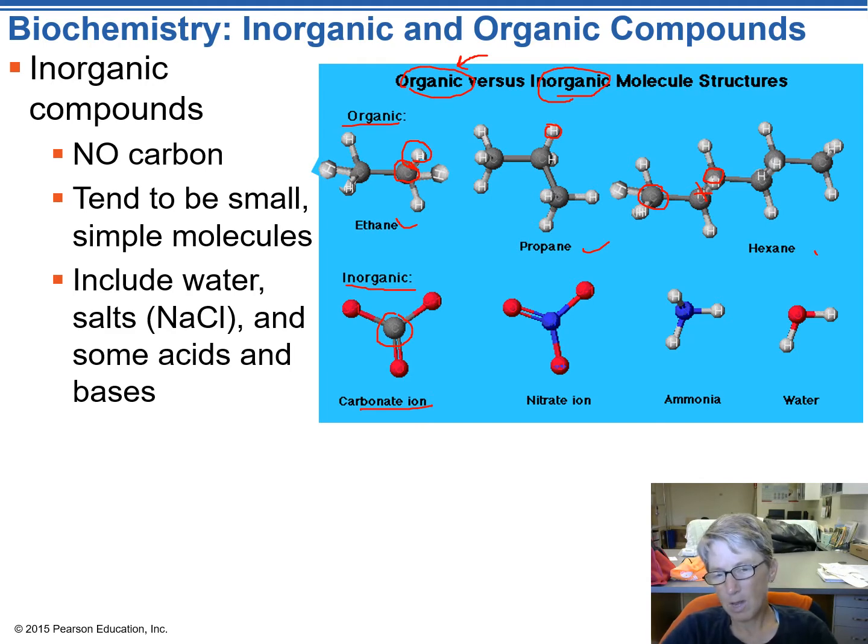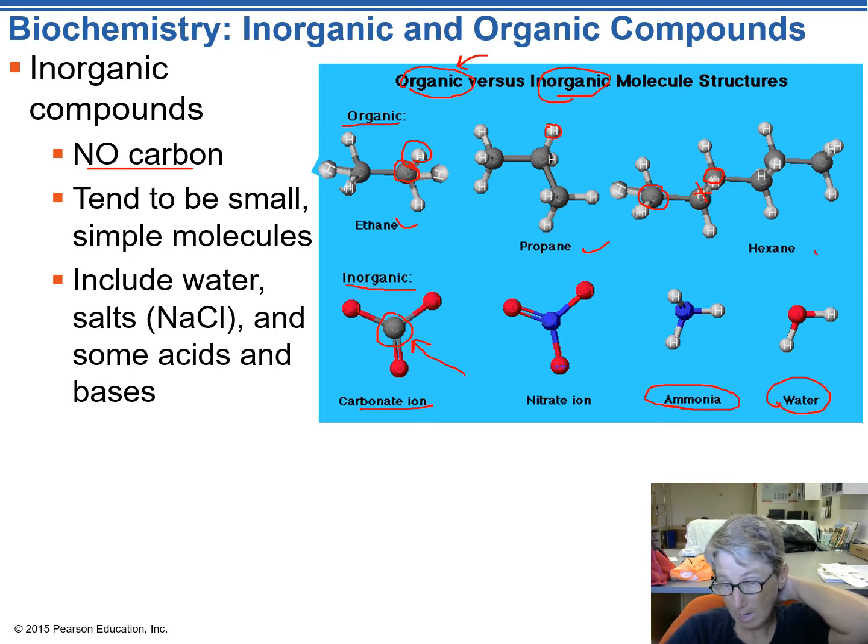And then here are some more inorganic molecules. Everybody's probably heard of ammonia, and I know everyone's heard of water. Those are inorganic molecules or compounds. Inorganic compounds have no carbon. Well, there's the exception to the rule right in front of us with the carbonate ion. And of course, there's always an exception to the rule. So in general, inorganic compounds tend to not have carbon. They tend to be small and simple, like water, which is pretty simple, H2O. Salt is pretty simple, sodium chloride. And then some acids and bases like HCl, hydrochloric acid.